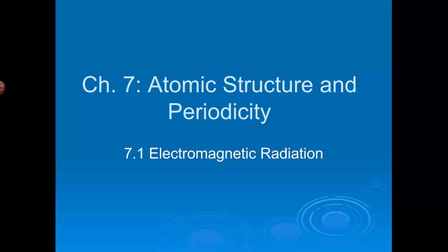So Chapter 7 deals with atomic structure and periodicity. And we're going to take a look at this chapter section by section. We'll start with electromagnetic radiation. This is pretty much a review of what you learned about EM in Honors Chem. So we'll start with the basic idea of what we're talking about.